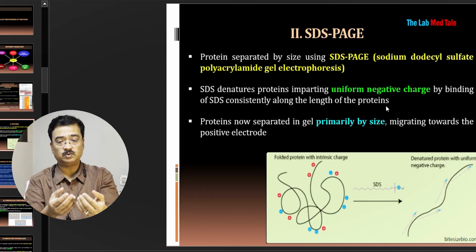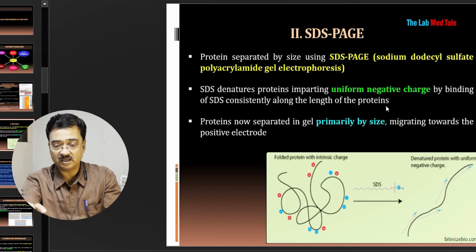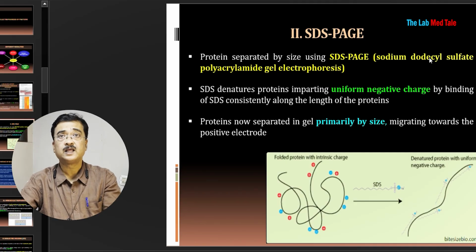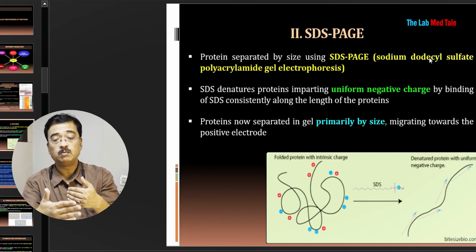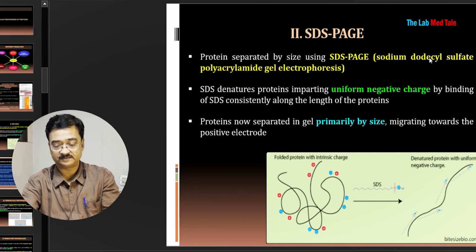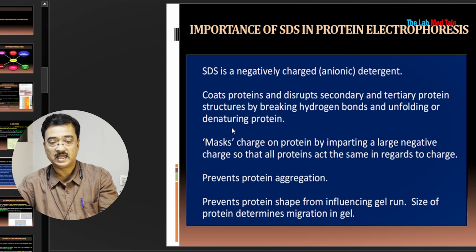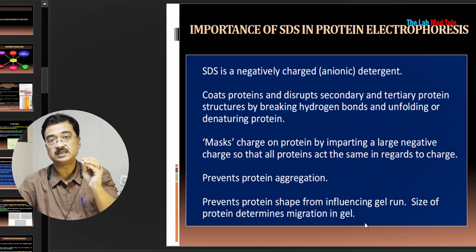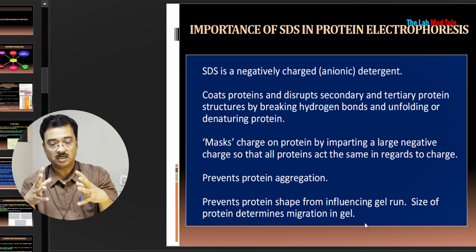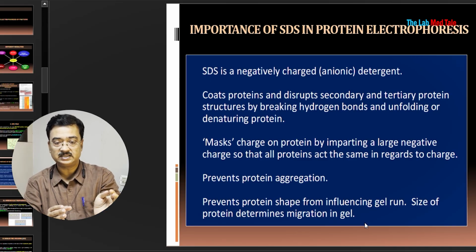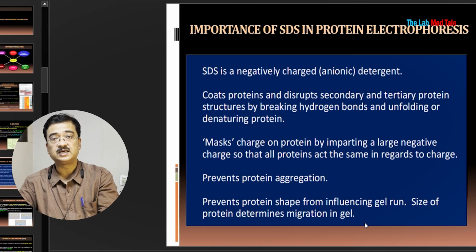So the larger one goes behind, the smaller one moves faster, something like that. So the driving force depends now more on friction than charge. What happens? SDS is a negatively charged detergent. It coats the protein and disturbs the secondary and tertiary structures. It masks the protein's own charge and puts its negative charge on it, and therefore it prevents aggregation, and it negates charge as the main factor of mobility. Now the factor of separation is the size.